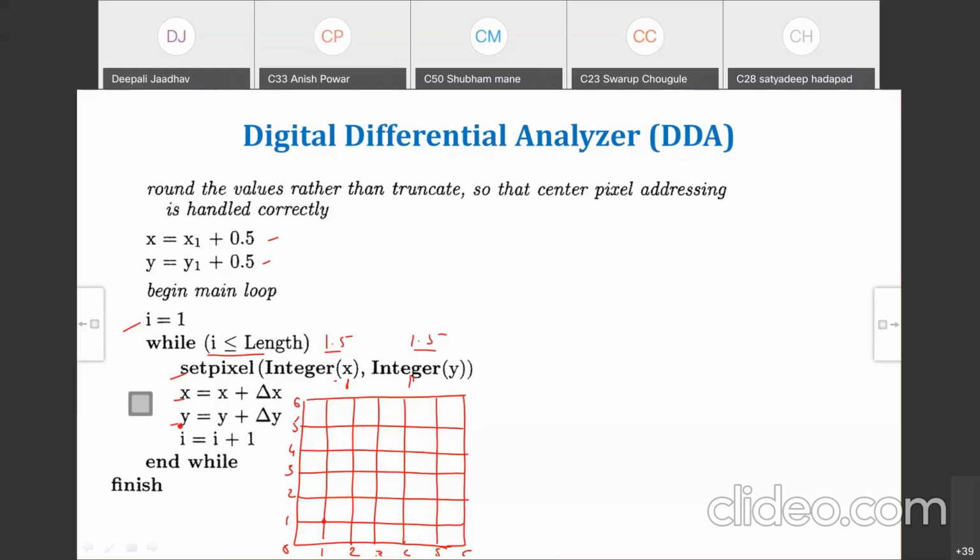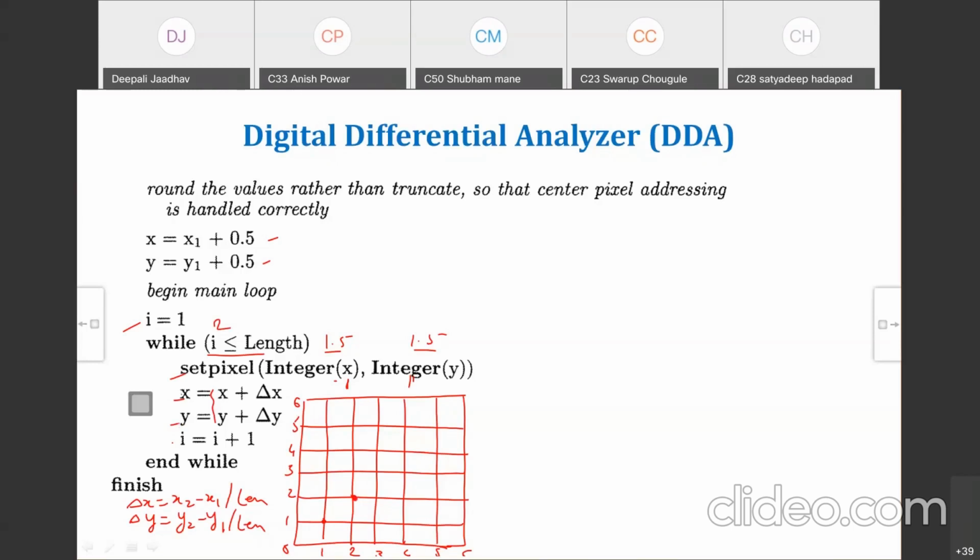And how do we calculate delta x initially? It is x2 minus x1 divided by length, and delta y is y2 minus y1 divided by length. So using this value of delta x and delta y, next pixel after x, y we are going to find out. Then increase the value of I by 1, so it becomes 2. If it is less than or equal to length, then go for the next pixel. In this way, the algorithm operates.